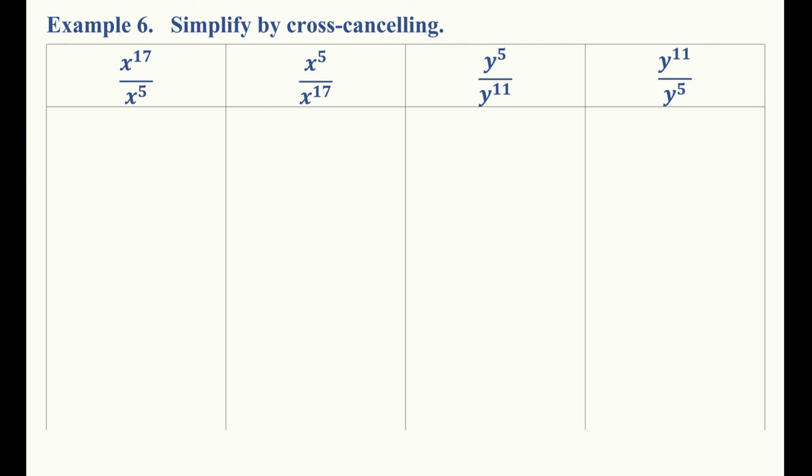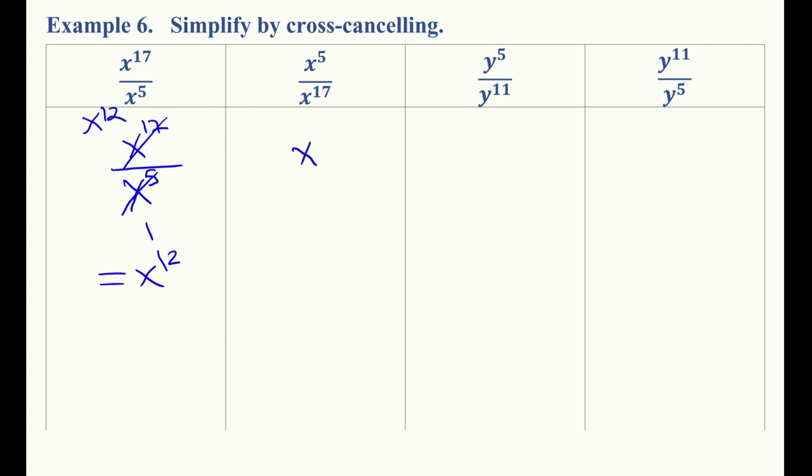So notice that basically, let's go back to blue. We know that the power that's going to be left is going to be where the larger exponent is, right? So we're going to say x to the 5 goes into x to the 5 once, and it goes into x to the 17, basically subtract 17 minus 5, what do you get? You get 12, so x to the 12 times. And we're going to answer this as x to the 12.